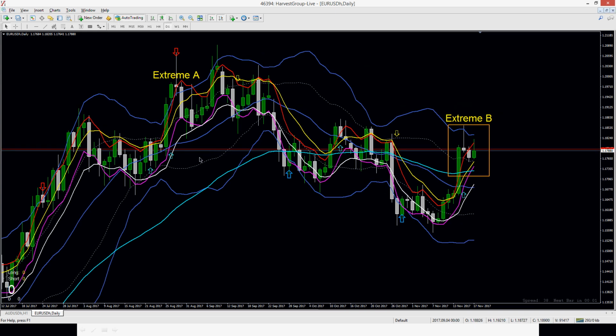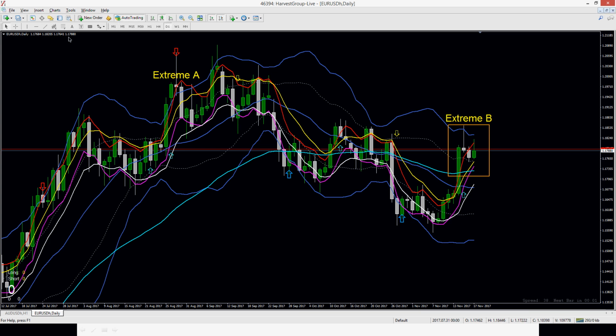What does Extreme A mean? Extreme A is when the MA is outside of the Bollinger Band. Whenever the MA is outside the Bollinger Band, that's Extreme A. Extreme A indicates that there's a possibility of a trend reversal, but it's not confirmed yet.